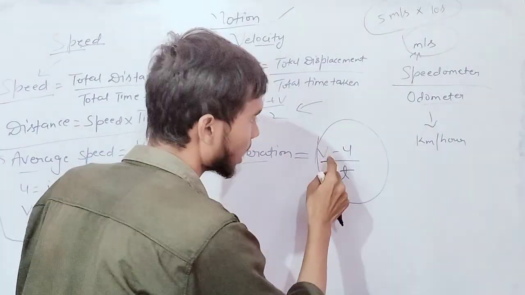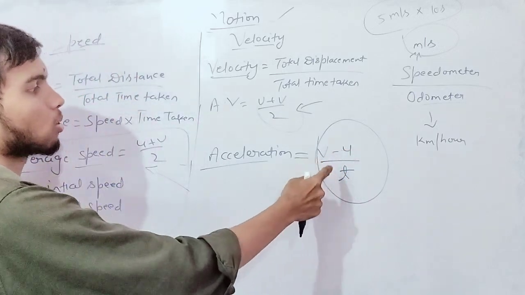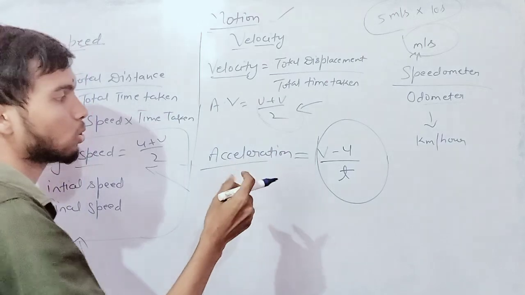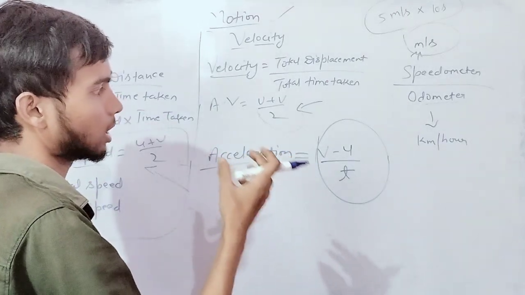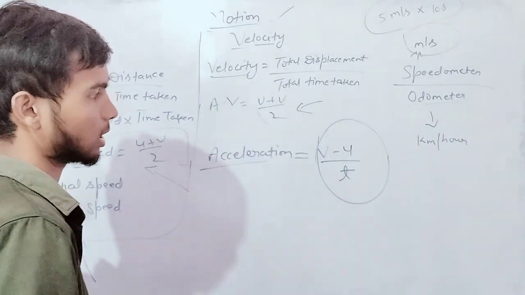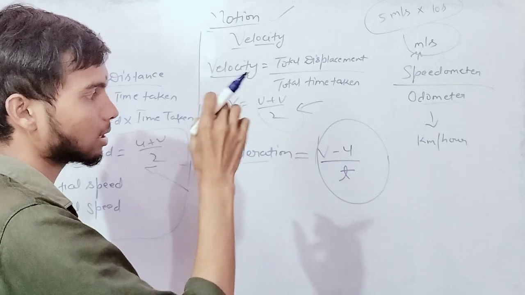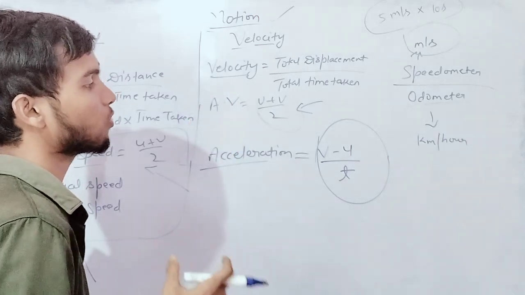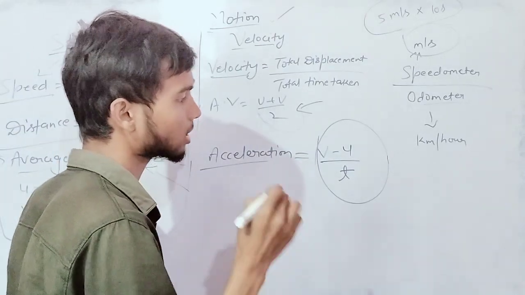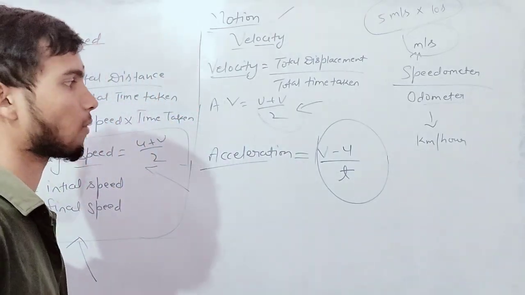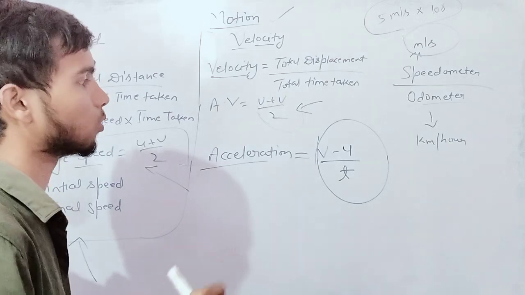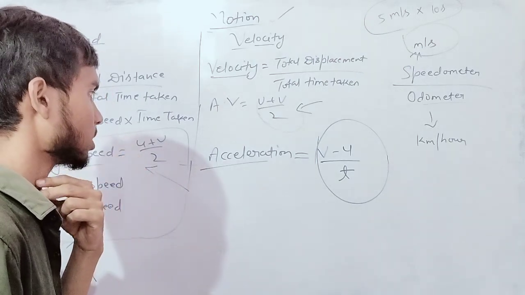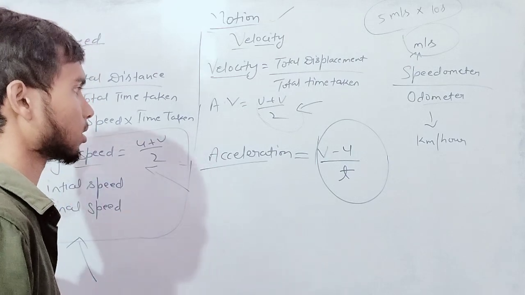We are subtracting this from this because we want to know what the change was. Acceleration will tell you the change of velocity, the rate of change of velocity. That's why we are subtracting the initial velocity from the final velocity. And what was the time taken? What was the time taken between them when the speed was increasing?